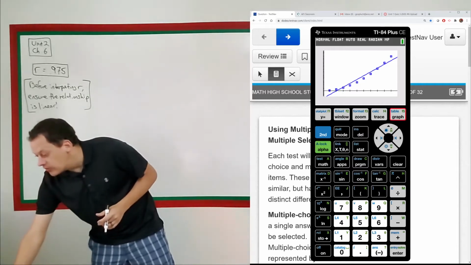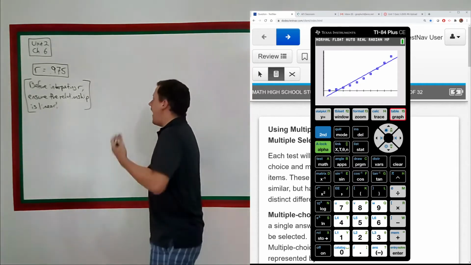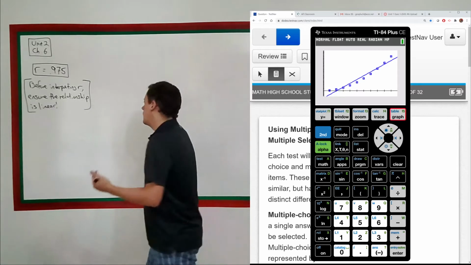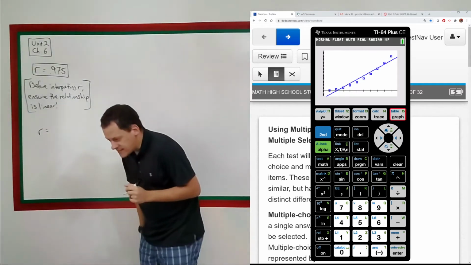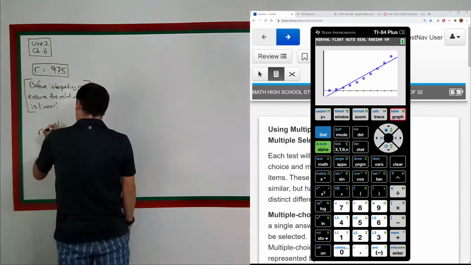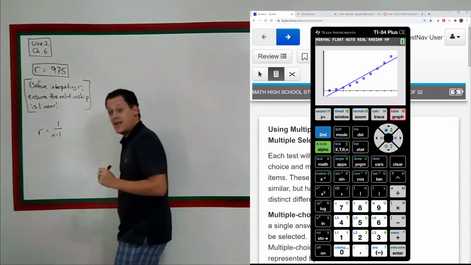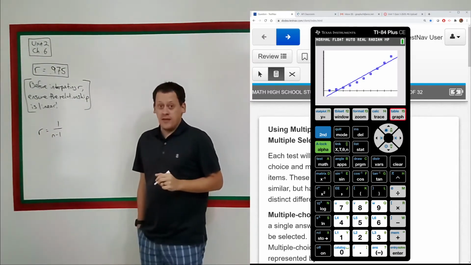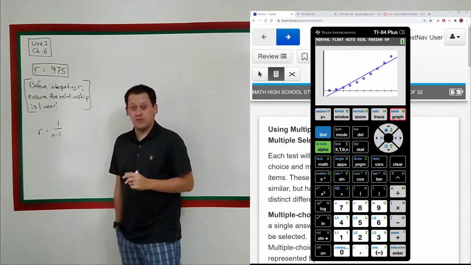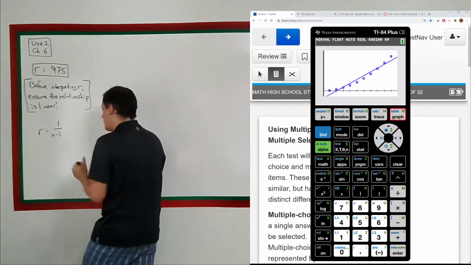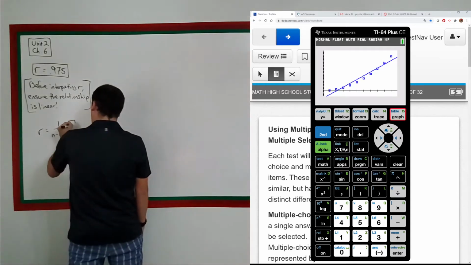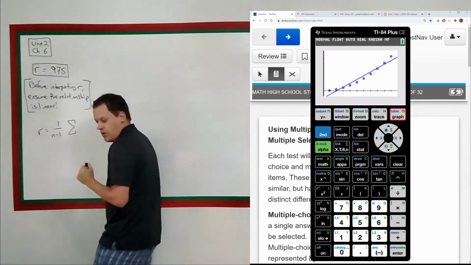Okay, so let's go ahead and actually talk about how R is calculated. So R is equal to, and you'll see me staring at my notes repeatedly because I actually don't have this formula committed to memory, and you don't have to either. The formula for the correlation coefficient is on the formula sheet for the AP exam, so you don't have to memorize it either. But you should know where this comes from.